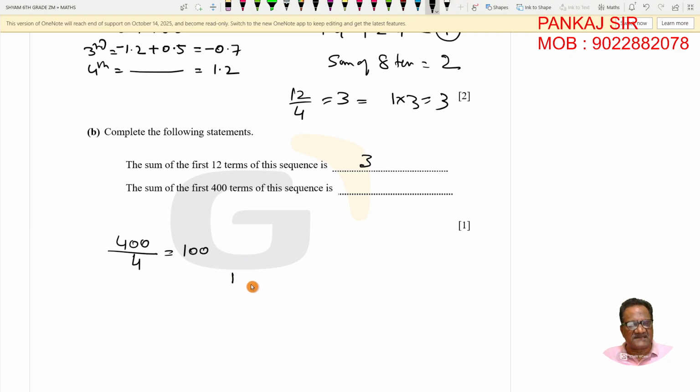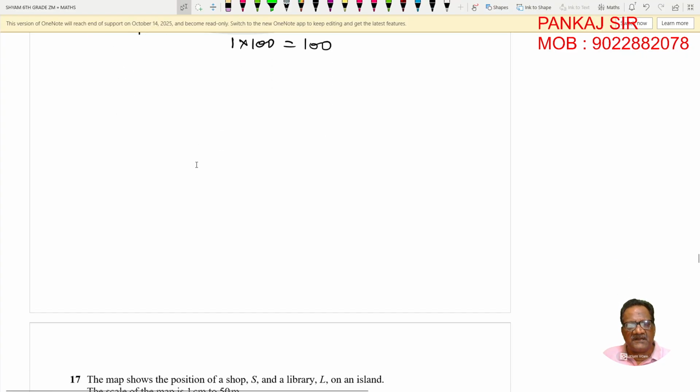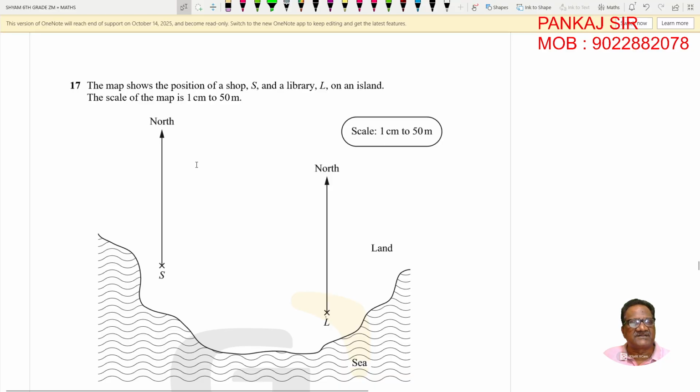So one set has the sum as 1. So 100 sets will have how many? It will be 1 into 100, okay? Or you can go on adding 1 a hundred times. One and the same thing. So the sum of the 400 terms will be 100. So the answer will be 3 and 100. Done? Okay. Next question. Question number 17.